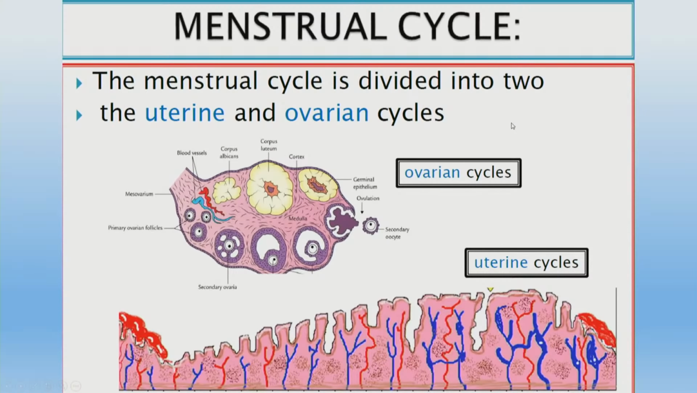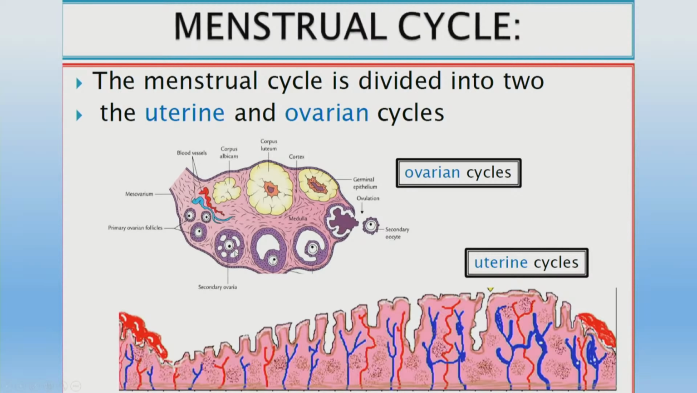So the menstrual cycle, as I have said, is divided into two: the ovarian cycle and the uterine cycle. Look at this diagram of the ovary. We have the primary follicles here, and they will grow under the influence of FSH, or follicle stimulating hormone. Then an ovum will be formed inside the Graafian follicle.